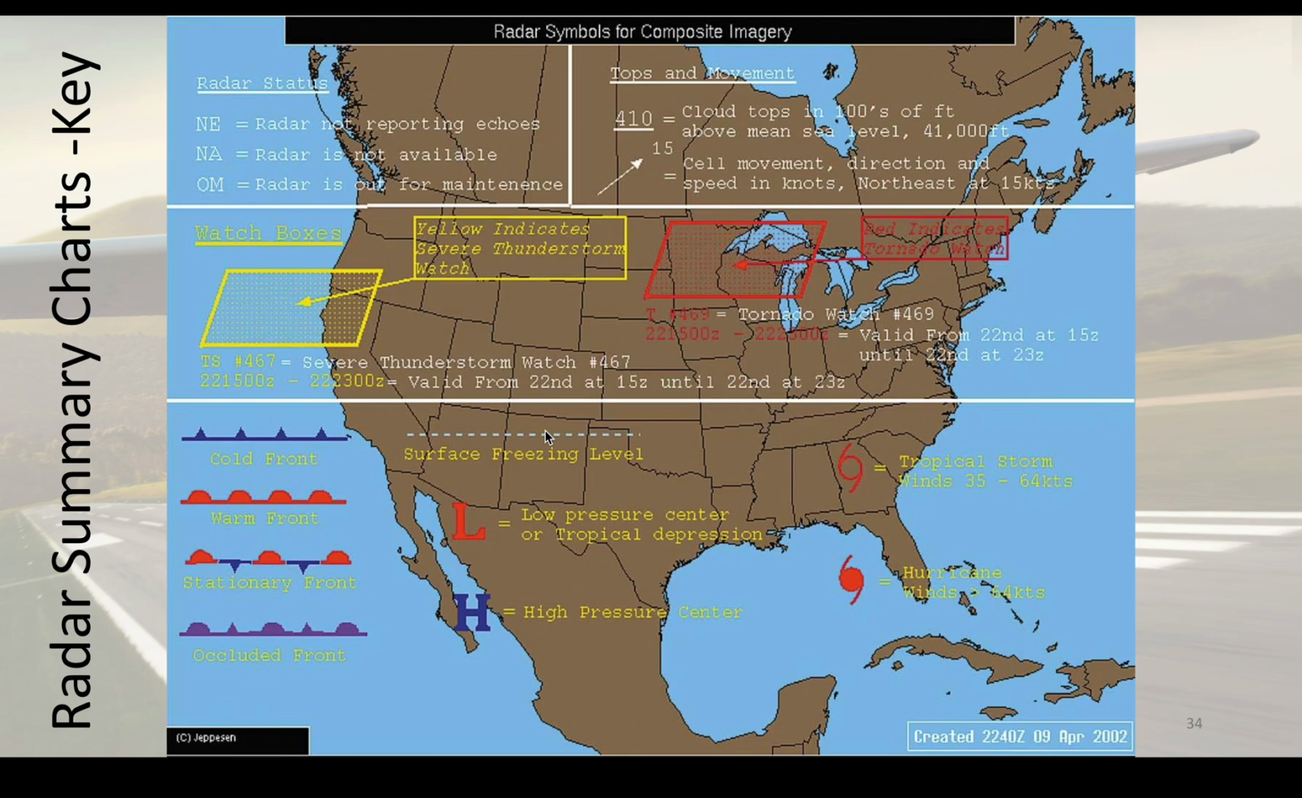Radar summary chart, literally what it is, they look at the radar and then draw it out graphically on a map. Most people use actual radar now, but radar summary charts may pop up on your written exams.